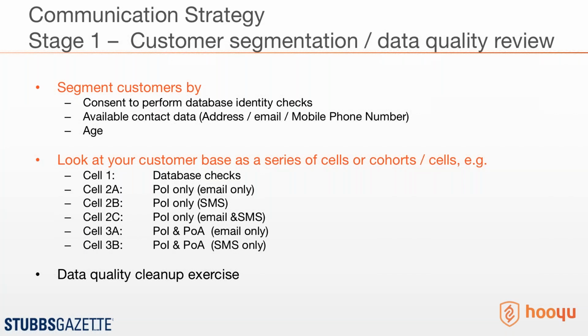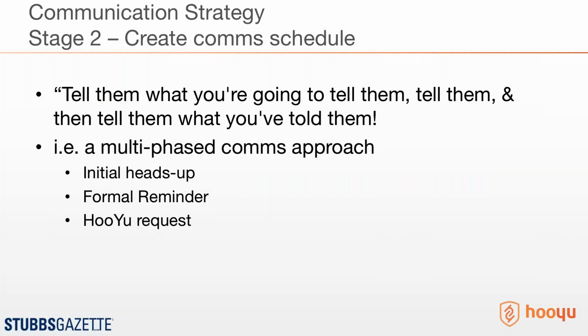So next, what communication schedule can you use on these customers? I've always been a big fan of the "tell them what you're going to tell them, and then tell them what you've told them" approach. In other words, it's a multi-phased comms approach, so that if customers don't see the first email, they might see the second email, and you've also done your level best to really build awareness for what it is you're asking the customers to do. Then at the point at which you ask them to do it, and you send out the HooYu request to them, they've already been educated and they know that this request is on its way.